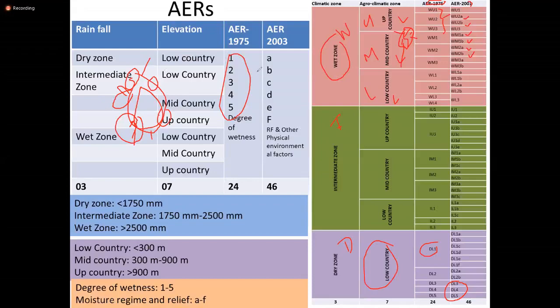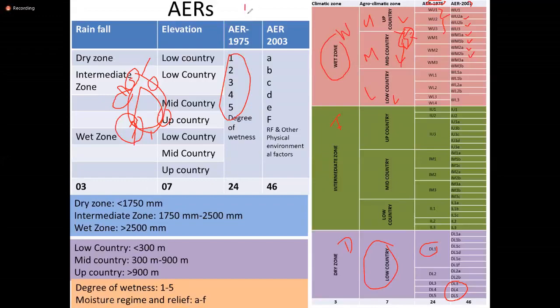Okay, now what you can do now, I am going to write W. I am going to write one agroecological region particularly, W.